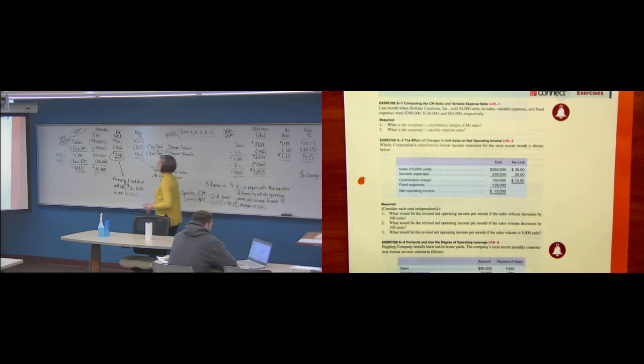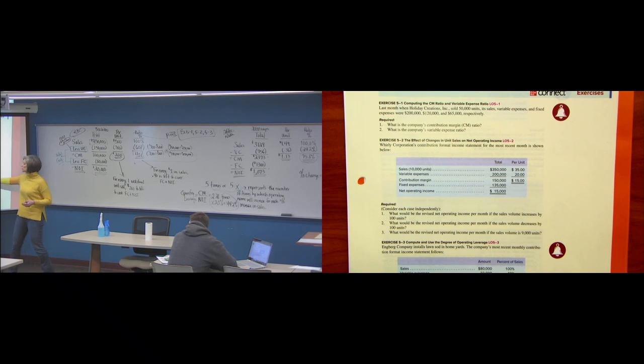submissions. Okay, so exercise 5.1 is compute the CM ratio and the variable expense ratio. You should know how to do that. Right here, that's this right here, right? Exercise 5.2 gives you part of the template that I've been pushing up here like crazy, right? And asks some questions about what happens if sales increase by this amount? What does that do to your net operating income?